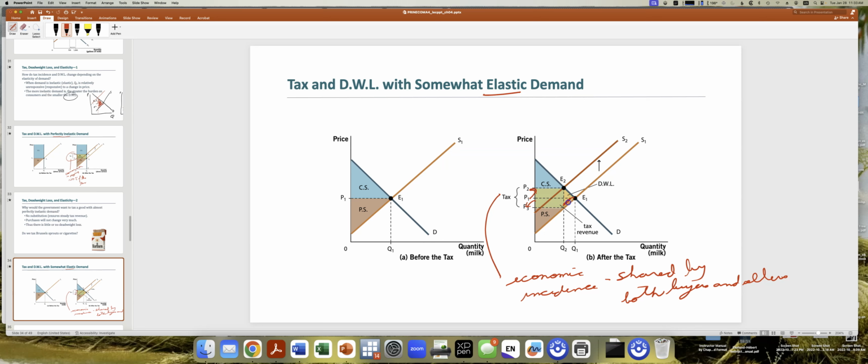They're going to share that tax burden with each other. Now we still have a deadweight loss. So it's still not good from an efficiency perspective. But the economic incidence is shared. Even though the seller in this case has 100% of the legal incidence, there is shared economic incidence. And it's shared economic incidence because it is neither perfectly elastic or inelastic.